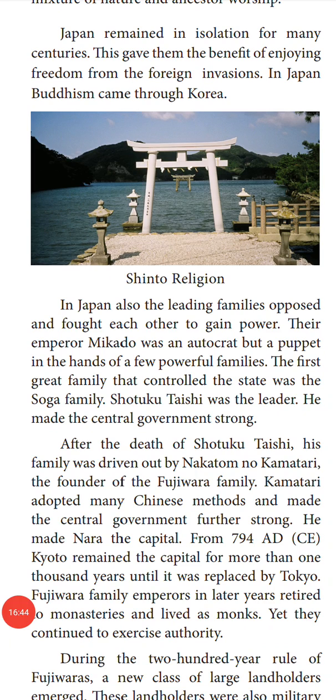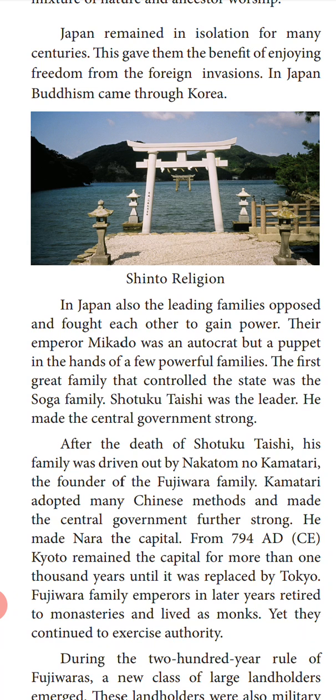Shotoku Taishi was the leader. Underline, children. He made the central government strong in Japan. After the death of Shotoku Taishi, his family was driven out by Nakatomi no Kamatari, the founder of the Fujiwara family. Kamatari adopted many Chinese methods and made the central government even stronger. He made Nara the capital.